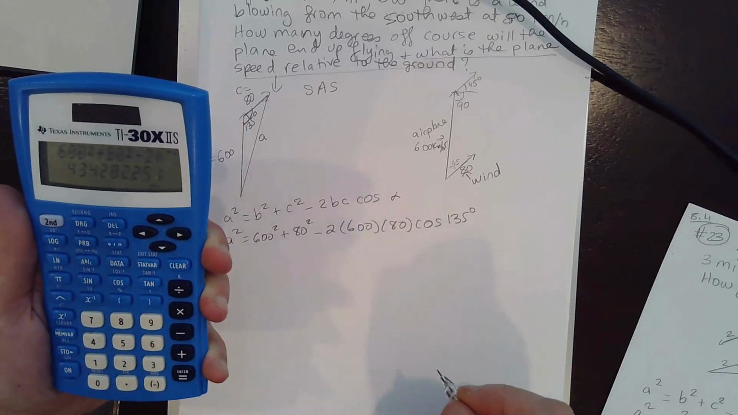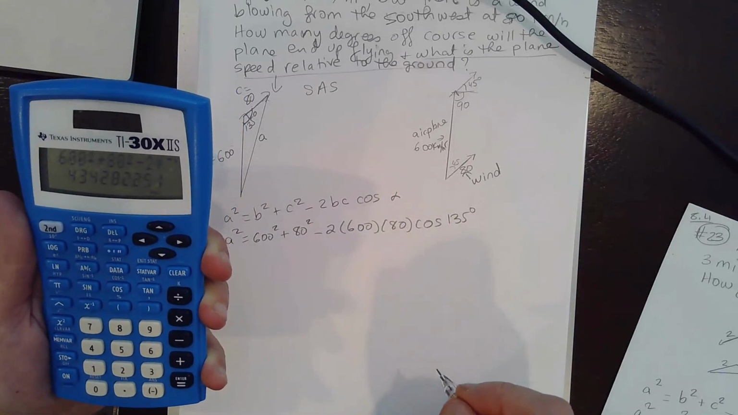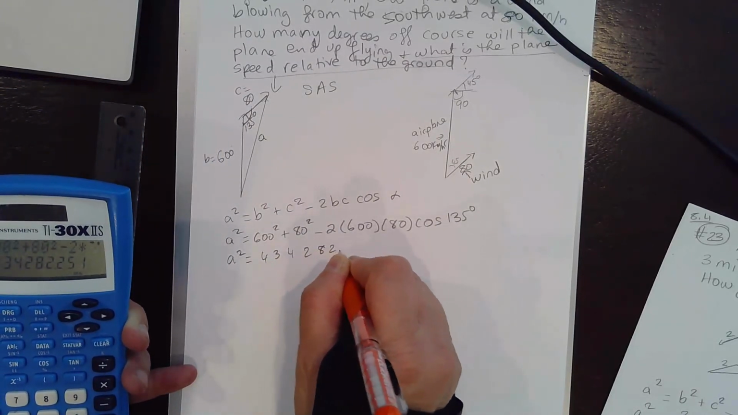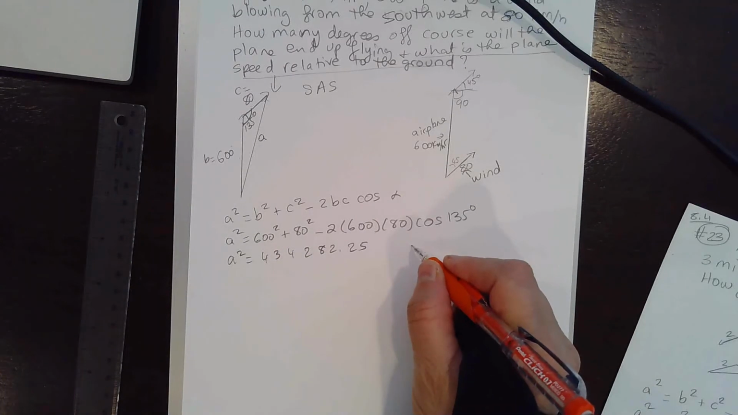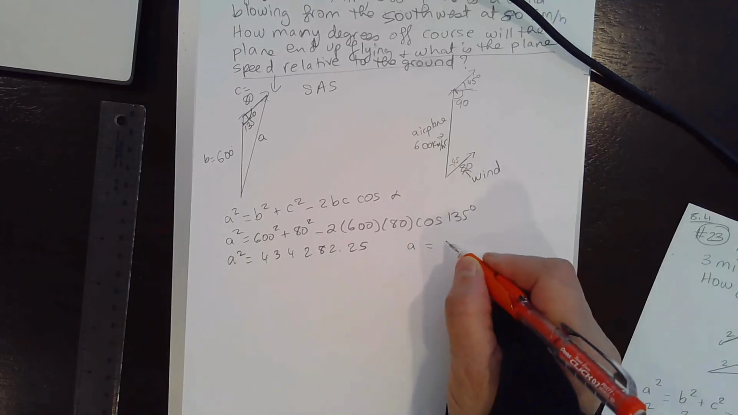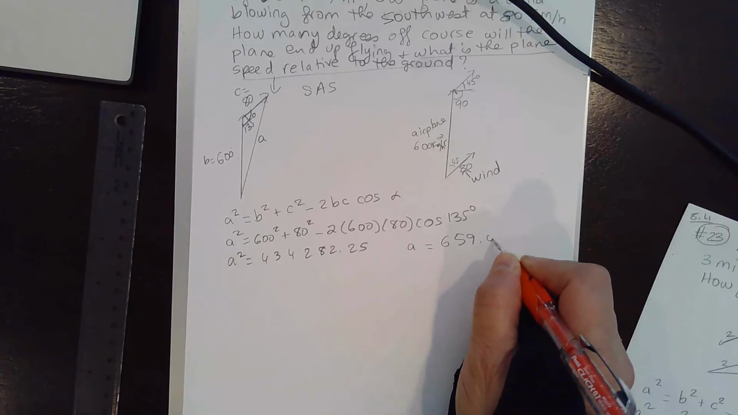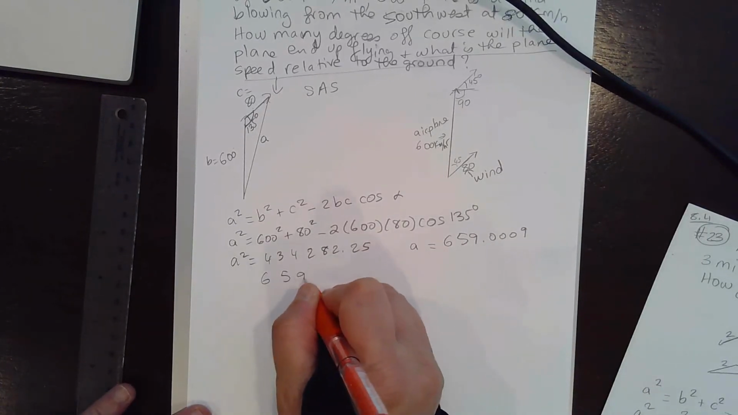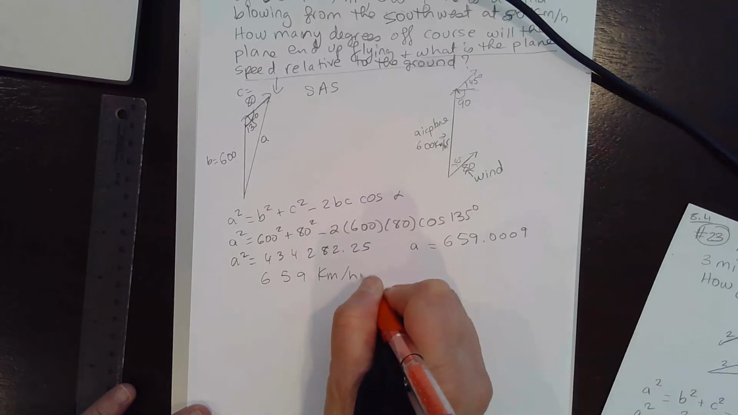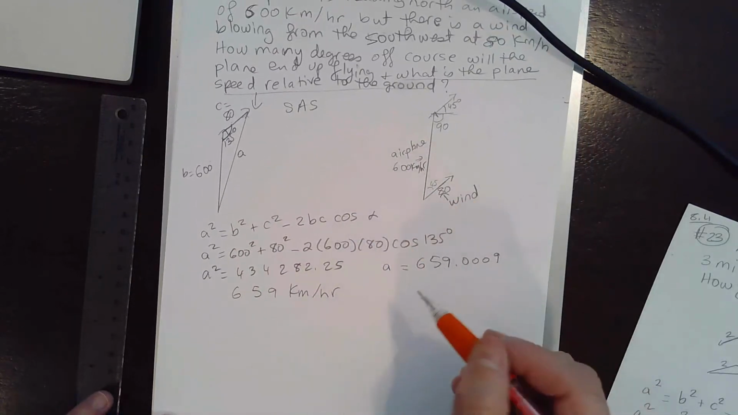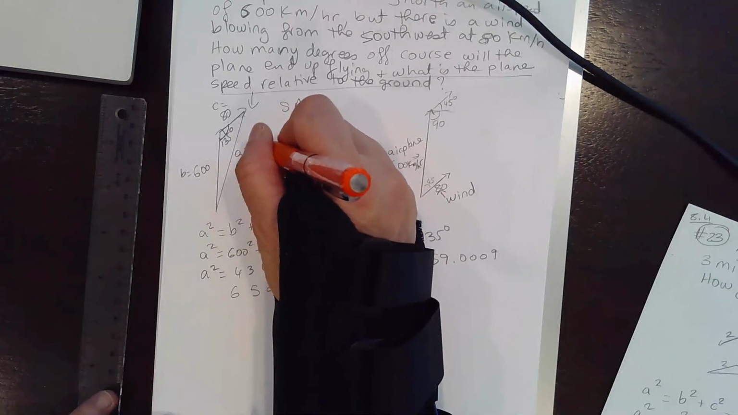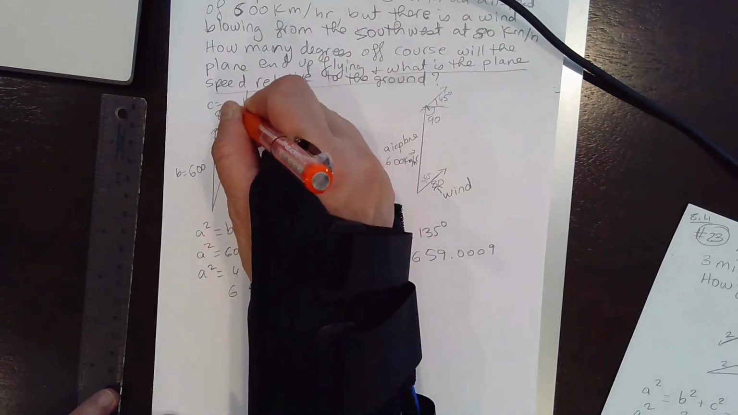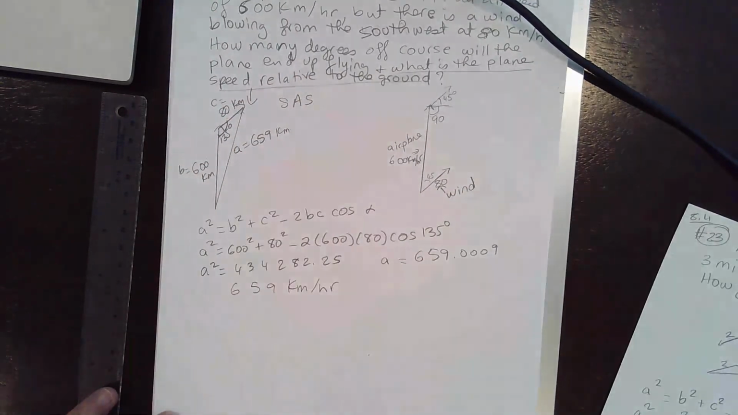So A squared is 434,282.25. Remember, you don't want A squared, you want A, so take the square root. You should get like 659.0009. It's really 659 kilometers per hour. This is the speed of the plane relative to the ground. So this is 659 kilometers per hour. I didn't write it down, but they're kilometers. Okay.